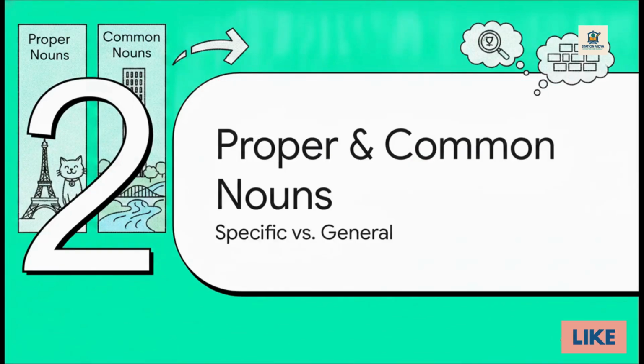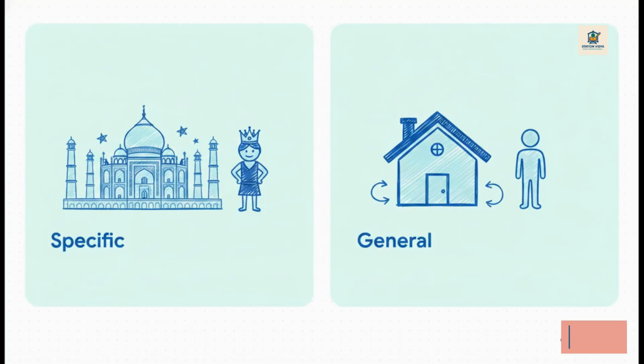Moving on to Section 2, proper and common nouns, specific versus general. Let's contrast proper and common nouns side by side. Proper nouns are specific, special names for a particular person, place, animal, or thing. And here's the golden rule. They almost always begin with a capital letter. Think of names like Ria, India, Delhi, or Mount Everest.